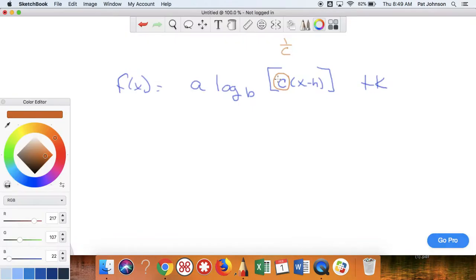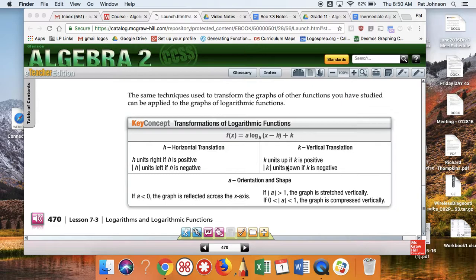And so remember that this argument must be in factored form if you have a c. It cannot be in distributive form. It cannot be c times x minus c times h. If it's in that form, you must factor out the c to put it in factored form. Otherwise, you'll get your transformations wrong.